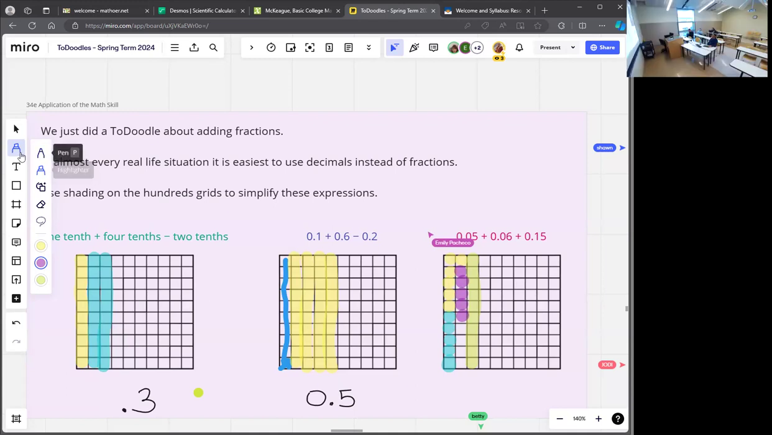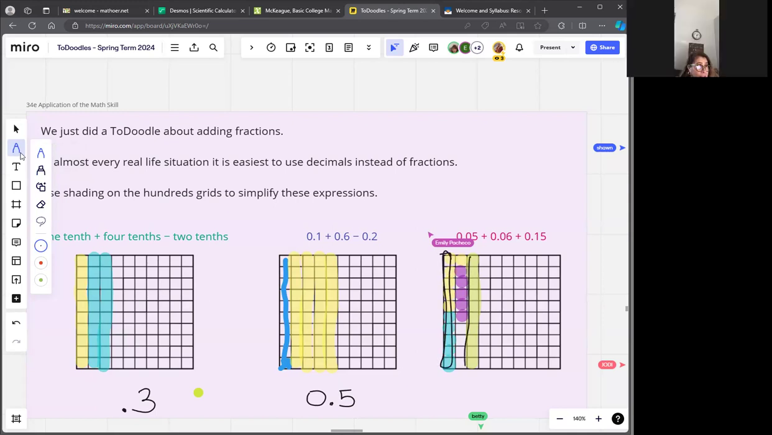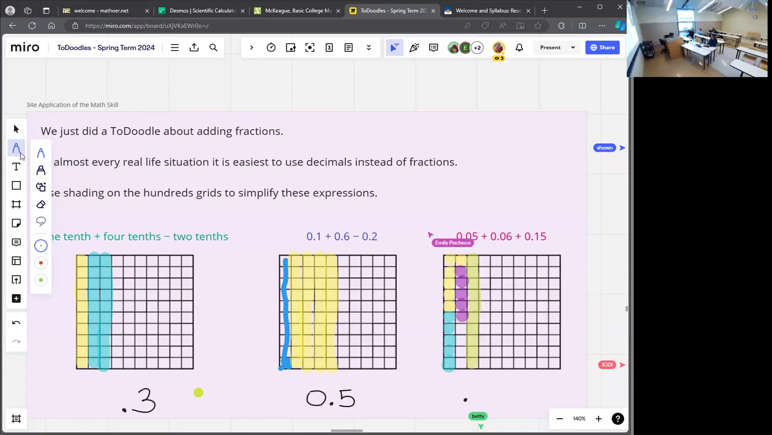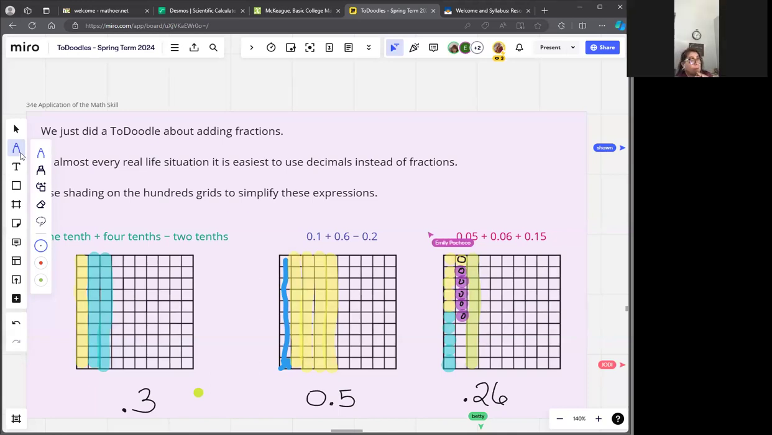So that's a mess, but we could write it. So how many lines did we shade? We shaded this line, 10, and 10, right? So our tenths column has 20 lines shaded. And then other than that, how many singles did we shade? 1, 2, 3, 4, 5, 6. So 0.26. Everyone okay with that? Yes. Okay.